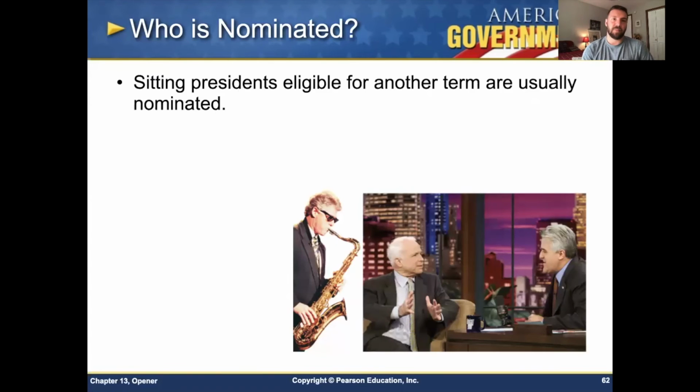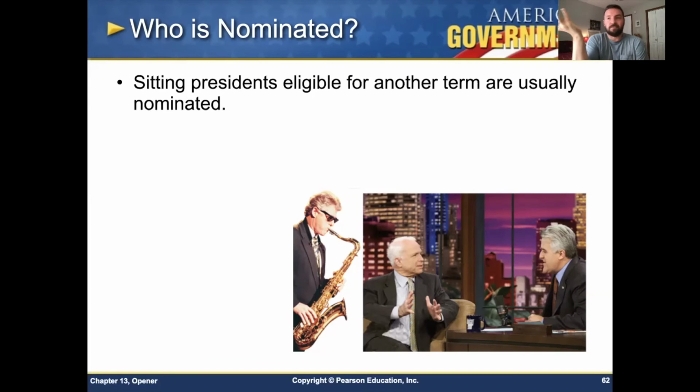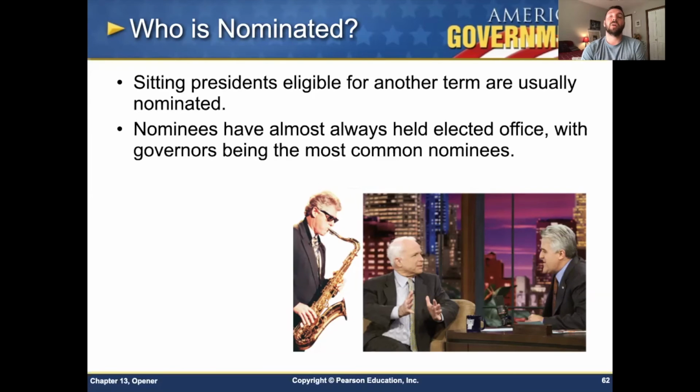So who's actually nominated? Sitting presidents eligible for another term are usually nominated. Again, great example right now, you've got Donald Trump, who is eligible for another term. He's basically automatically nominated for this year. Nominees have almost always held elected offices, with governors being the most common nominees. Now, even though that's the most common, that's not a requirement. Again, we'll go to Donald Trump. He had never been elected to anything before 2016, and yet he comes right out of the gate, runs for president, and wins.